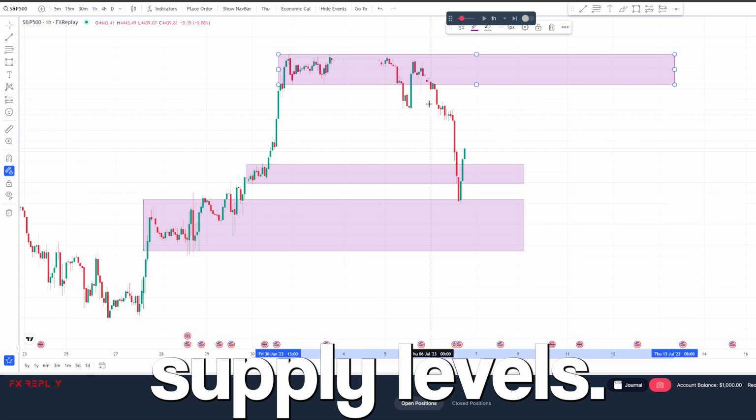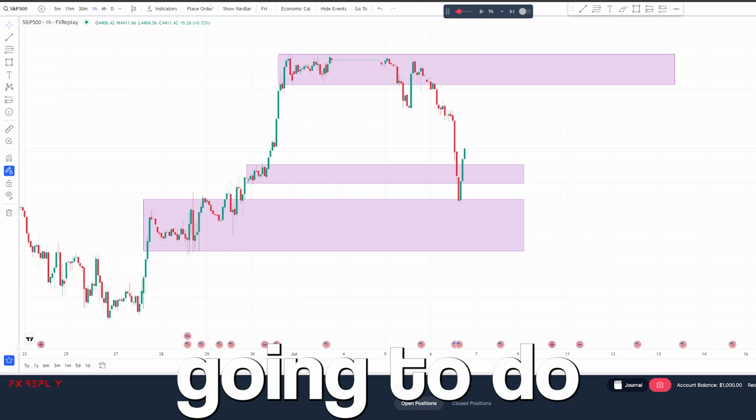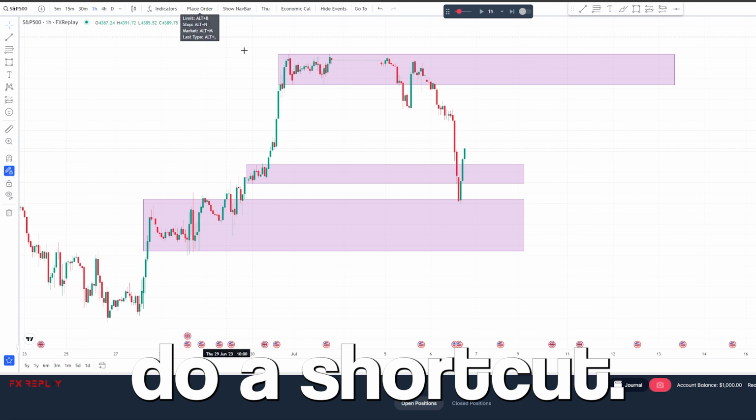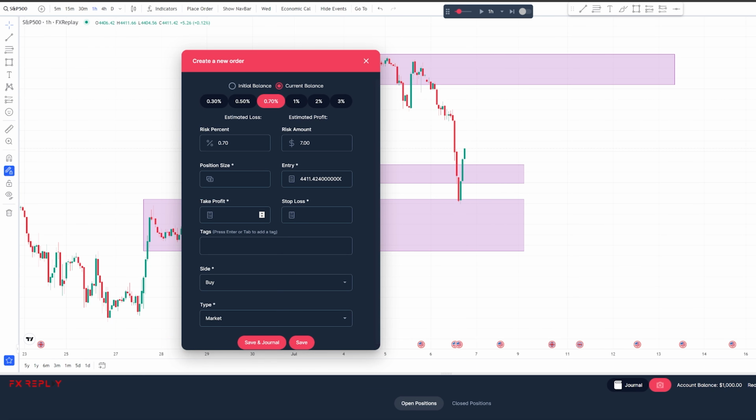All right, so now we're going to go ahead and buy into this, and I'm actually just going to use a shortcut. I'm gonna hit Alt-M, and then bringing it here, we're gonna go ahead and do buy. It's gonna ask us what type of market execution we're doing. We're gonna do market execution, take profit. For now, I am just gonna put the price at 440.0, and then the stop loss will be set at a specific number here.